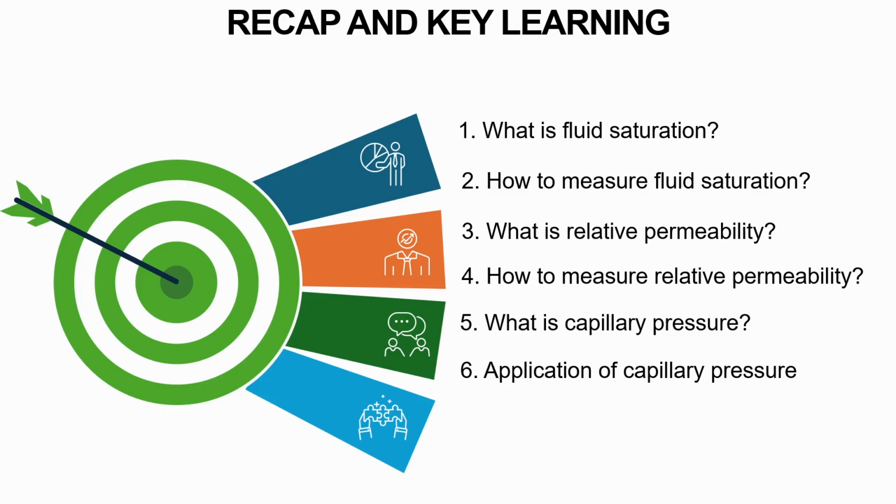Let's summarize the essential takeaways. Fluid saturation is the fraction of pore volume occupied by each fluid, and it can be measured directly from core or inferred from capillary pressure and logs. Relative permeability describes how multiphase flow reduces flow capacity for each fluid. Relative permeability is measured in SCAL programs, commonly by steady-state experiments.